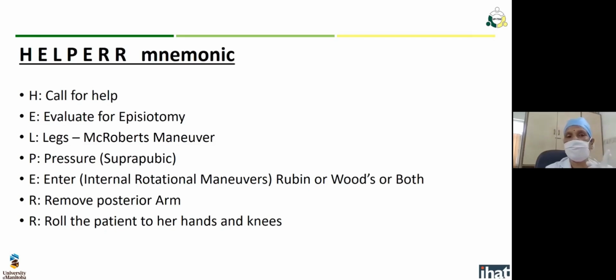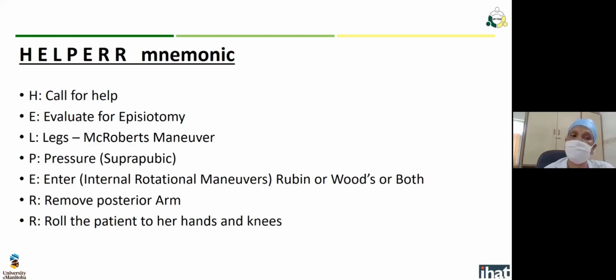अगर head के बाद shoulder नहीं आ रहा है, immediately evacuate the bladder if it is full, and evaluate for the episiotomy. If needed, give the episiotomy. Then the McRoberts maneuver, L for legs, means as I told you, flex the leg at the hip joint, knee joint, and abduct it. Thereafter, you give the P, which is for the suprapubic pressure, E for enter, मतलब आप जाइए, enter करिए and rotate it, or you do the Wood's maneuver.